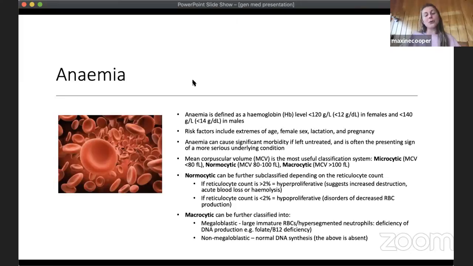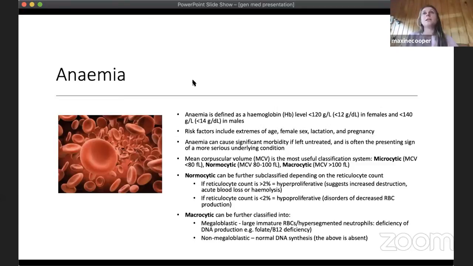But anemia, as I'm sure you guys know, is when your hemoglobin is low. So in females, it's below 120, and in males, it's below 140. And your risk factors: if you're female and menstruating, both extremities of age, if you're pregnant or lactating as well. So you especially want to be monitoring for it in these groups. And it's important because it can cause significant morbidity if it's not treated, such as heart failure, or just significant distress to the person themselves. But it also can be a sign of a more serious underlying condition, which we'll briefly talk about soon.